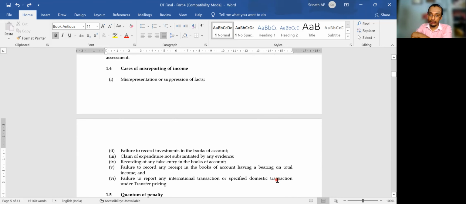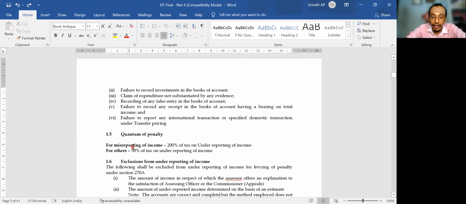Cases of misreporting of income: suppression of facts, failure to record investment in the books of accounts. You have not recorded the investment in the books of accounts. Expenditure is not substantiated by any evidence. Recording of any false entry in the books of accounts, where you are not passing the correct entry. It's a false entry that you are doing. Failure to record any receipt in the books of accounts having a bearing on the total income. Failure to report any international or specified domestic transaction.